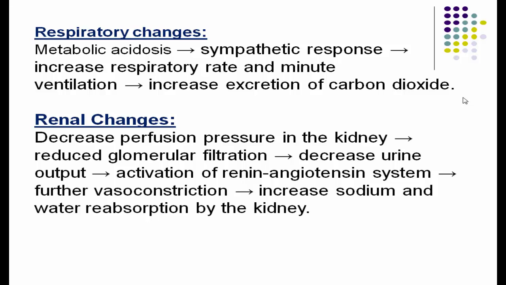Now the respiratory changes. Metabolic acidosis occurs due to shock and sympathetic response. Increase respiratory rate and minute ventilation. Increase excretion of carbon dioxide. Now the renal changes. Decrease perfusion pressure in the kidney. Reduced glomerular filtration. Decrease urine output. Activation of renin-angiotensin system. Further vasoconstriction. Increase sodium and water reabsorption by the kidneys.